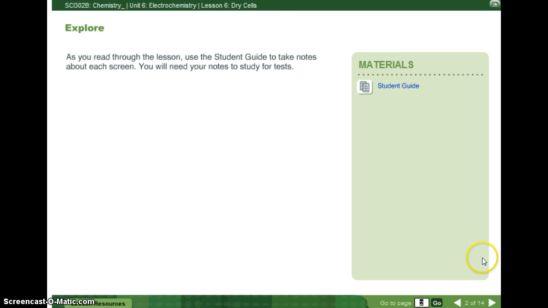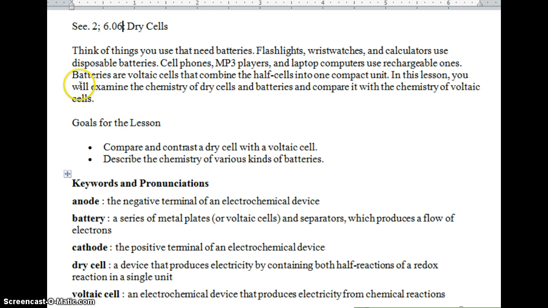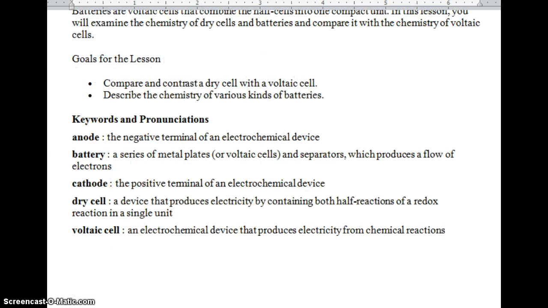Again, here's the study guide, and let's check it out because there's a lot of vocab words. Anode, a negative terminal of an electrochemical device. Battery, a series of metal plates or voltaic cells and separators which produce a flow of electrons. Cathode, the positive terminal of an electrochemical device. Dry cell, a device that produces electricity by containing both half reactions of a redox reaction in a single unit. Voltaic cell, an electrochemical device that produces electricity from chemical reactions.